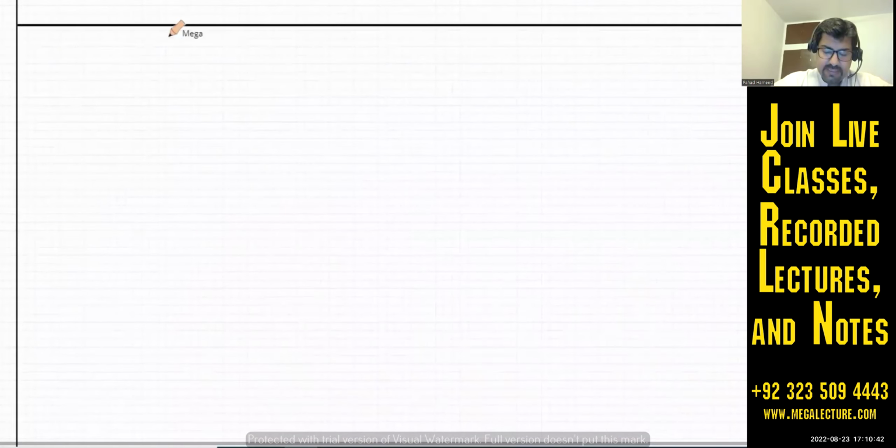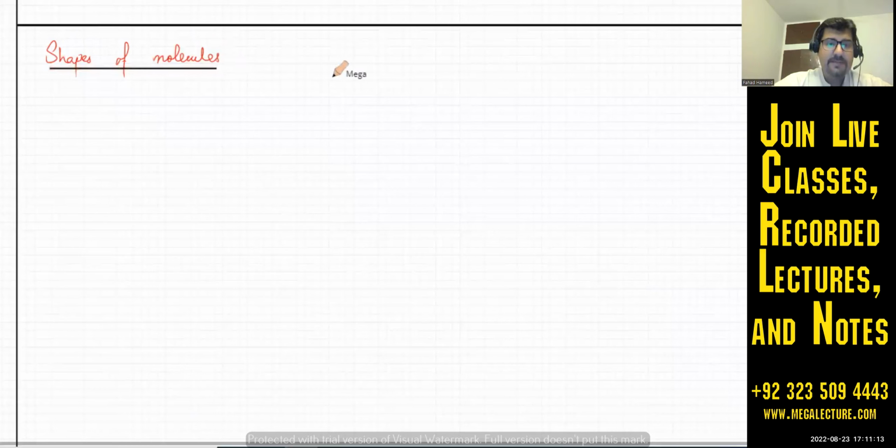So जो अगली चीज करनी है, the next thing is shapes of molecules. I told you that you've got a number of molecules. Now we're going to discuss shapes. Remember, we're sticking to covalent molecules. So that's the next thing we're discussing: shapes of covalent molecules.